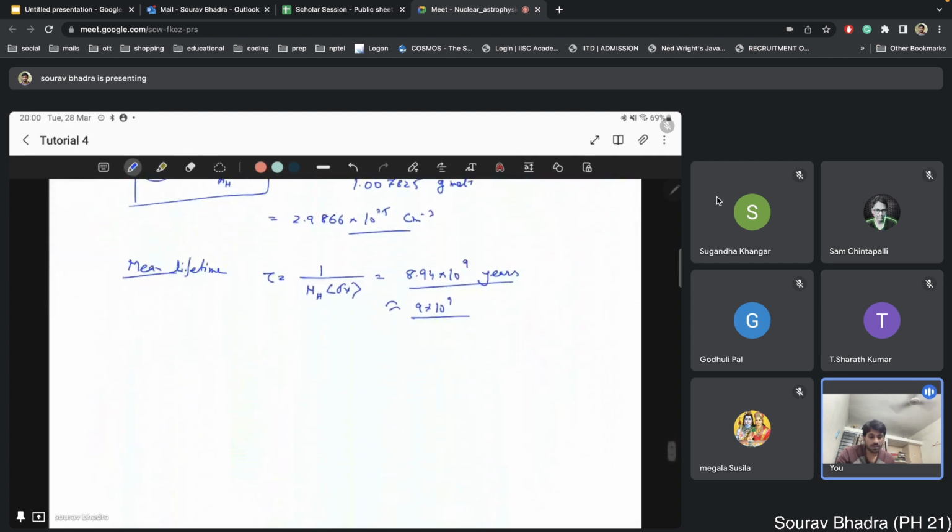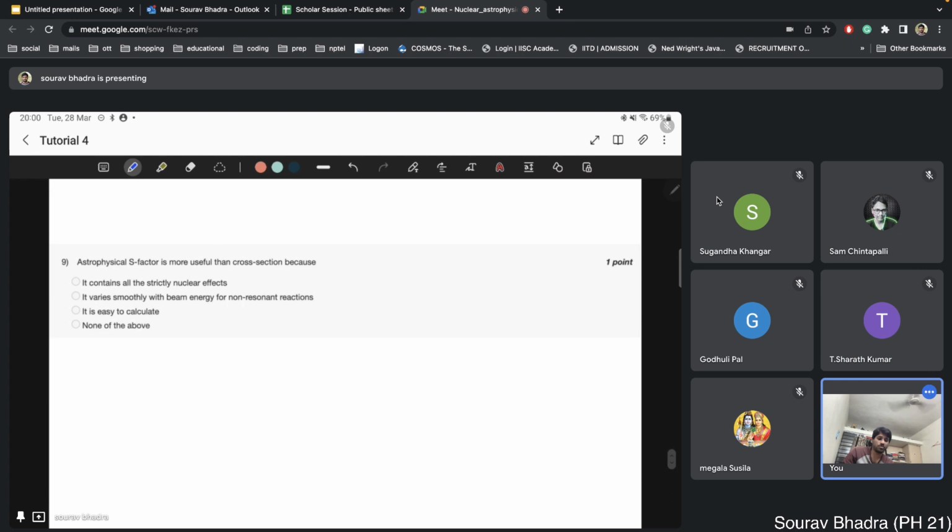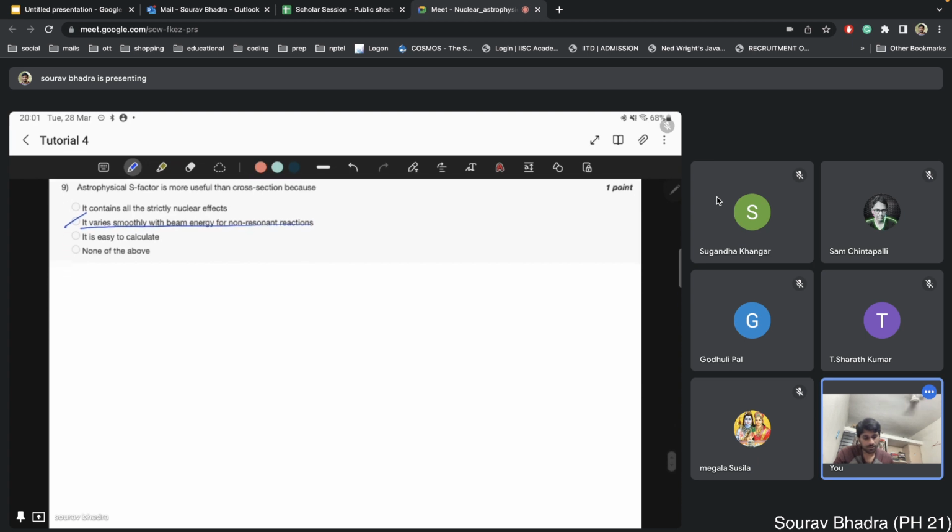So this is the class, and the last question is: astrophysical S factor is more useful than cross section, because it is directly asked from the class. It is more useful than the cross section because it varies smoothly with beam energy for non-resonant reactions. We have seen in the class itself that the S factor is useful only when we consider non-resonance reactions. For resonance reactions we have to deal with it by a separate method. Okay, so these are the main questions.